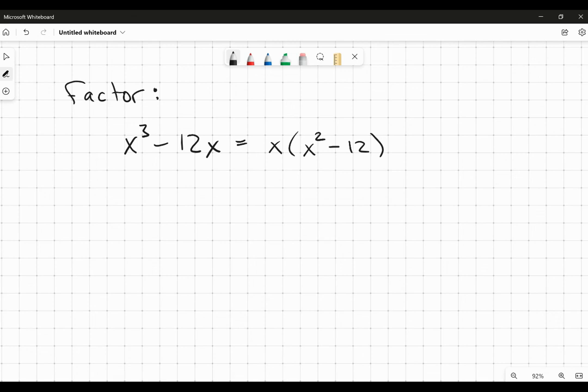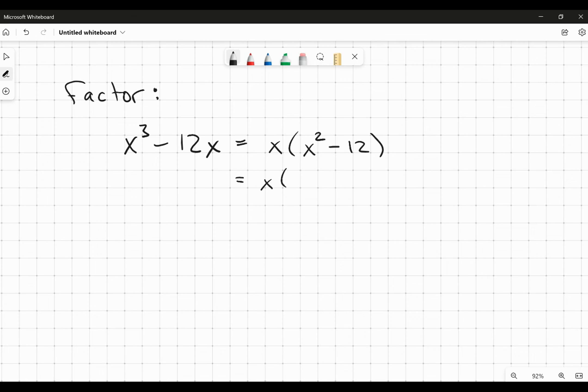Now, for the most part, we typically expect you to leave it like that, because this isn't really a difference of squares in that 12 isn't a perfect square here. But if I left it like that, this isn't a particularly interesting question. So what I want to do here is take the opportunity to focus on this question and show you what you could do.